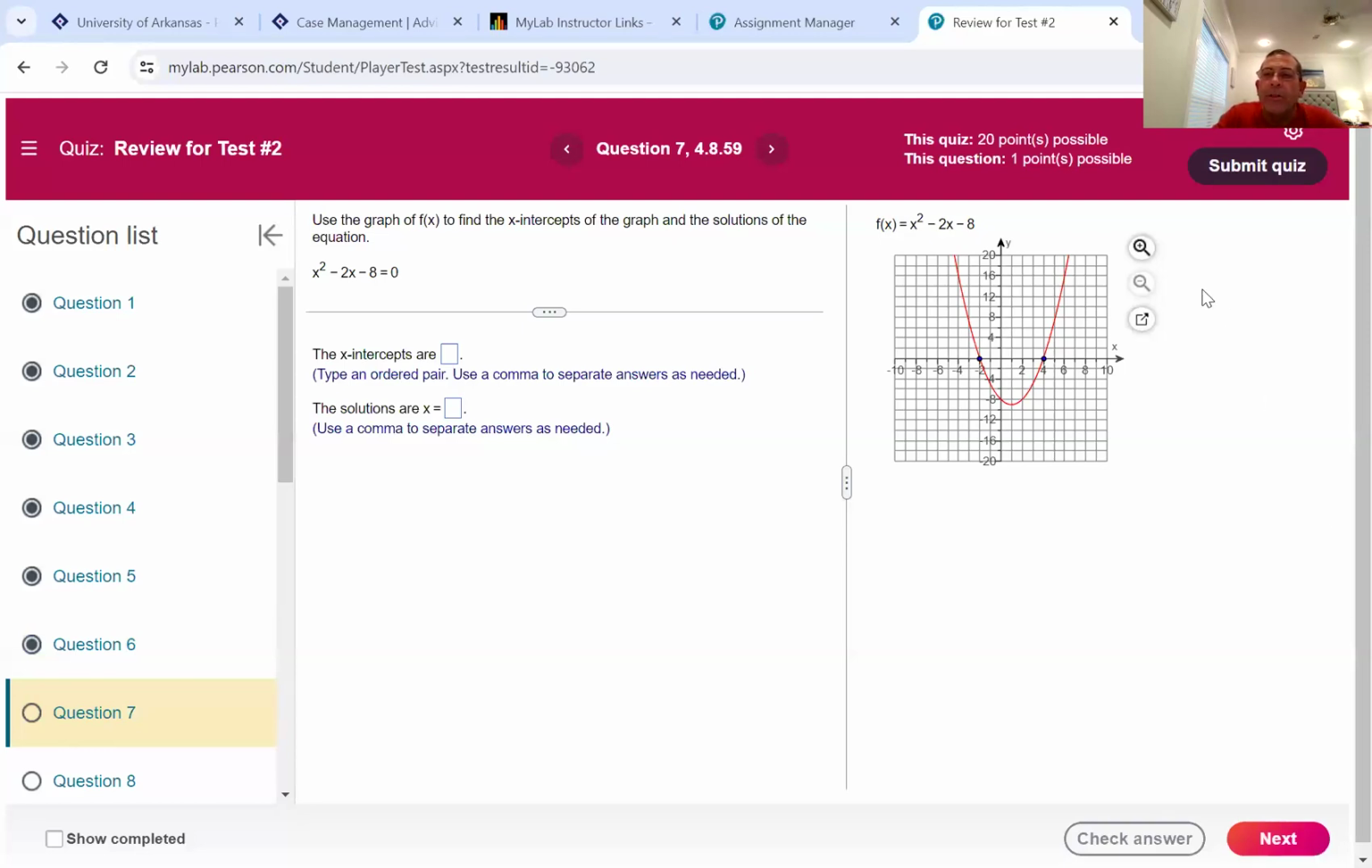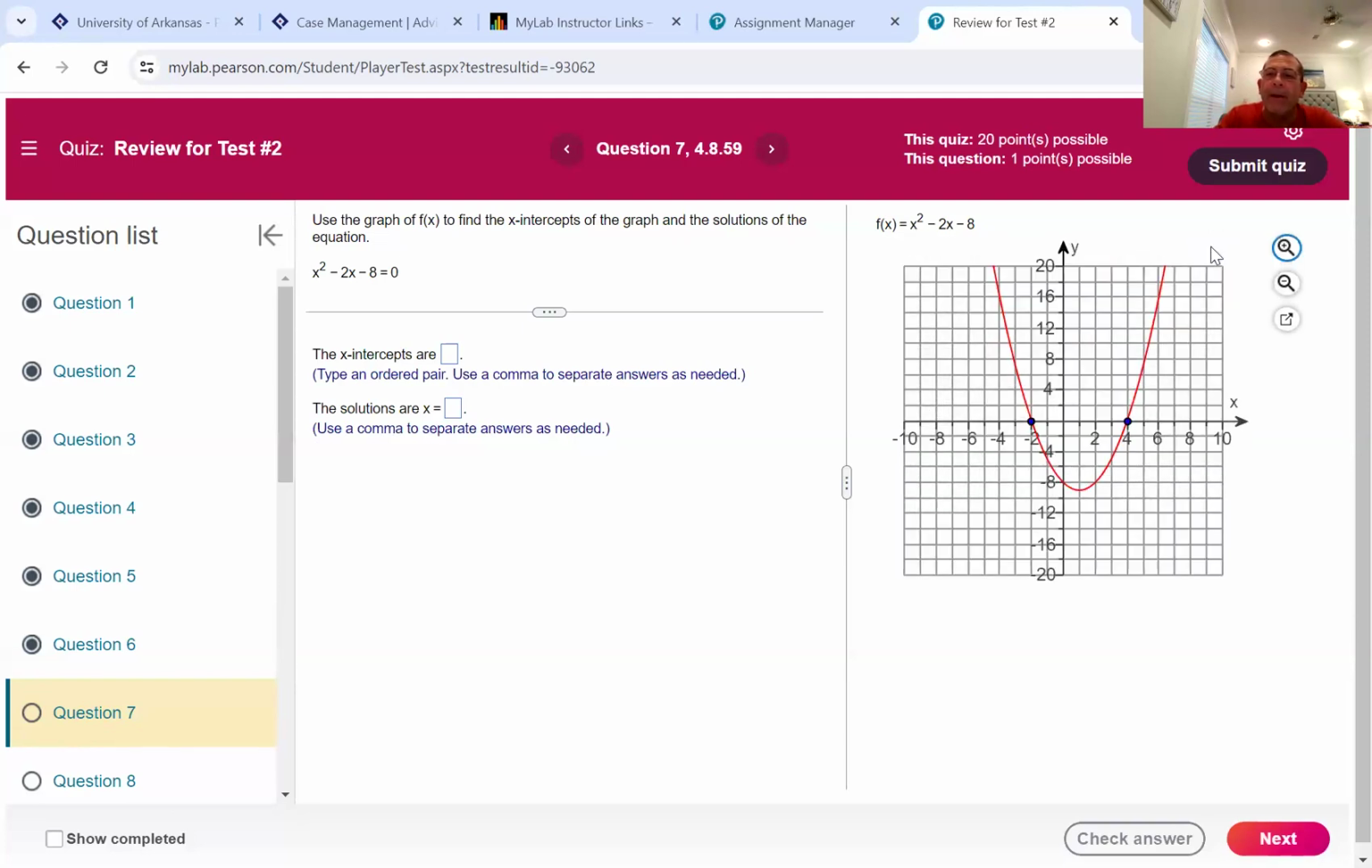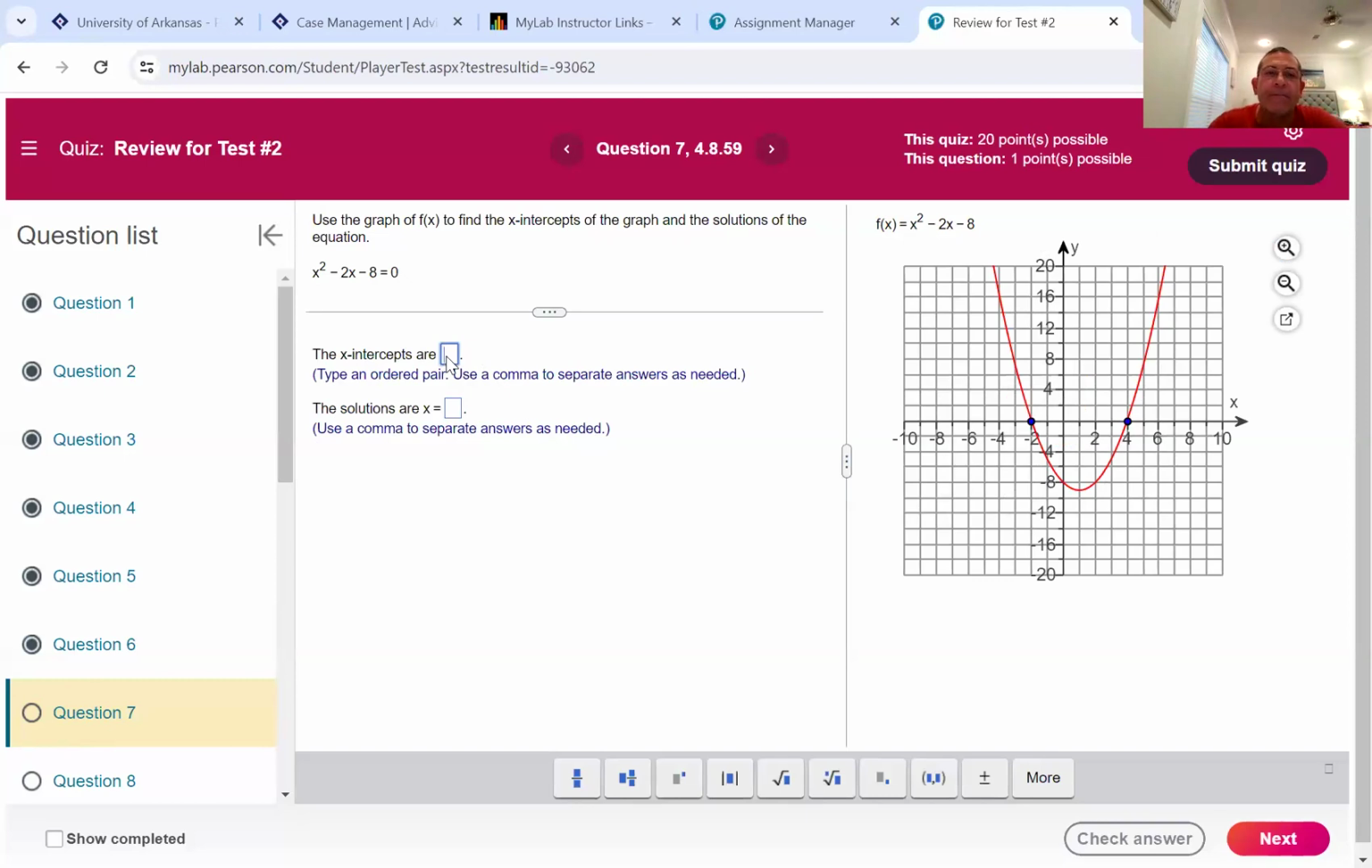All right, so this one, we're just going to look at this graph and write these answers out real quick. Let me make it a little larger. So the first thing I want to know, what are my x-intercepts? And it says under there, you have to type the x-intercepts as an ordered pair. So the first question, the first dot on the left side, what is that ordered pair?